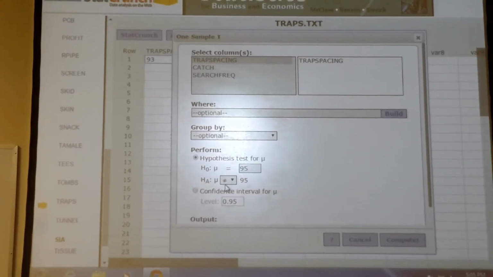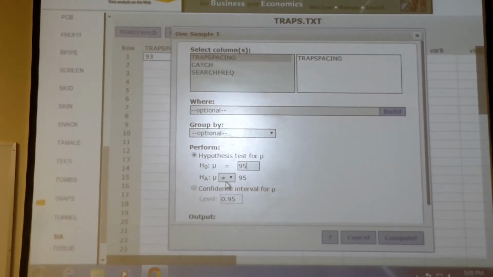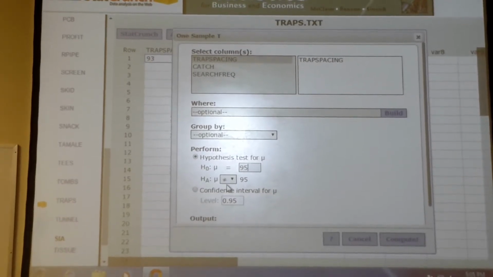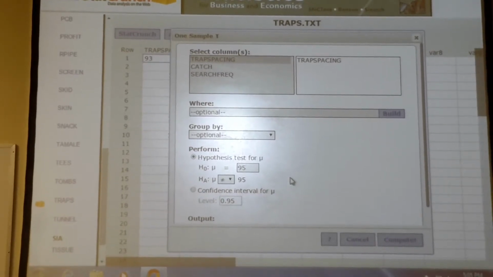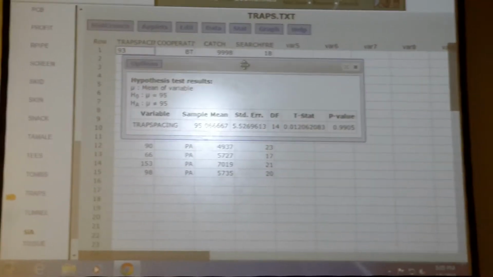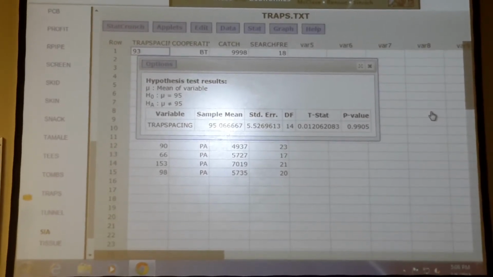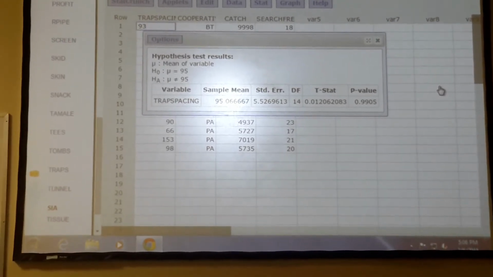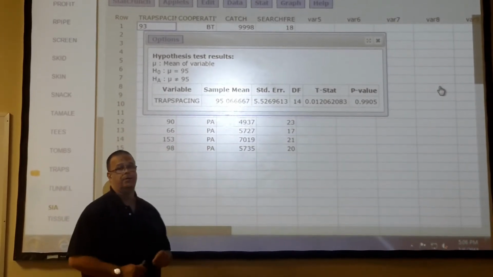And now in our alternative hypothesis, the sign that we need to have there is the default here of not equal to. According to the regulation, it can't be much less than 95 or greater than 95. It's supposed to be right at an average of 95 meters between the traps. We'll click compute. We get a p-value for this one of 0.99. 99%.